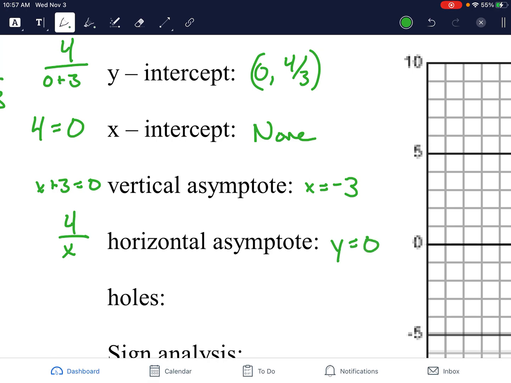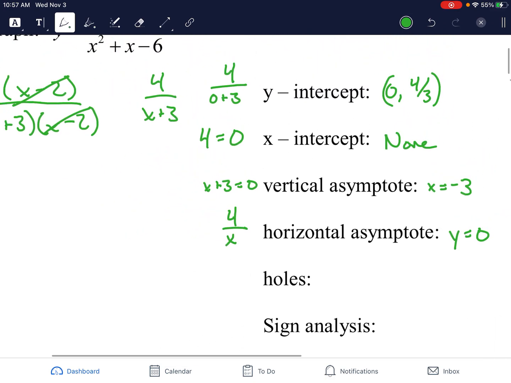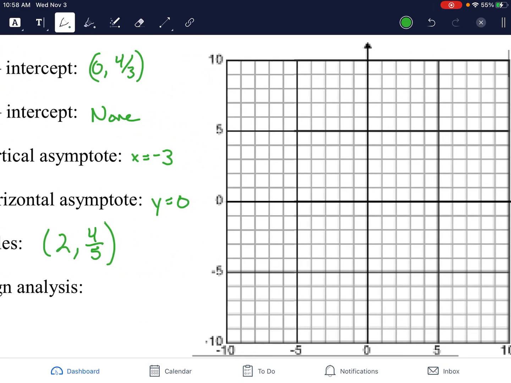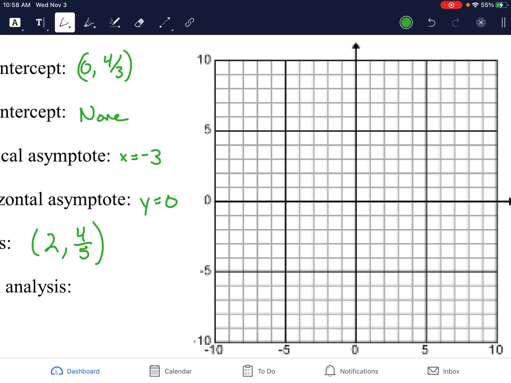All right, and then next we have to deal with the hole. So the hole is based off of what we canceled out. And we canceled out the x minus 2. We set that equal to 0, we get x equals 2. All right, that's the x value of our hole, 2. To find out the y value, we're putting that number back into our equation. So we have 4 over 2 plus 3, which gives us 4 over 5. And that is the hole. Now, with those five things done, we can start plotting those points and asymptotes to figure out whether or not we have to do the sign analysis.